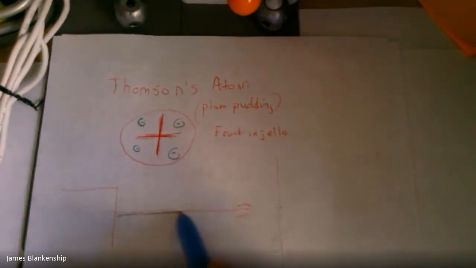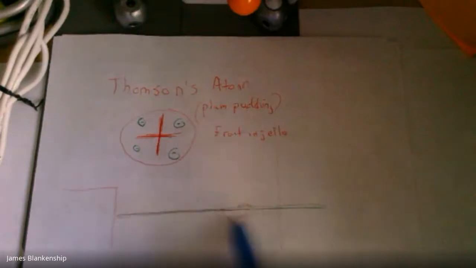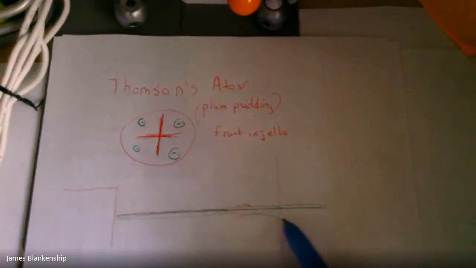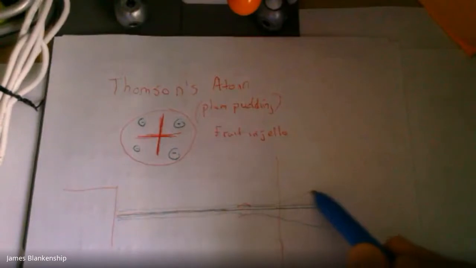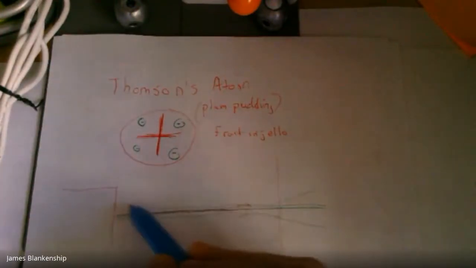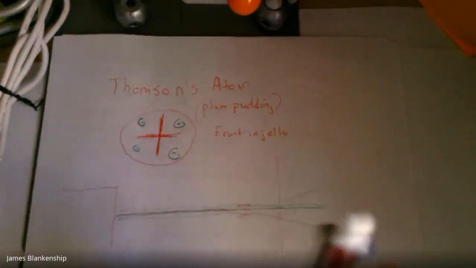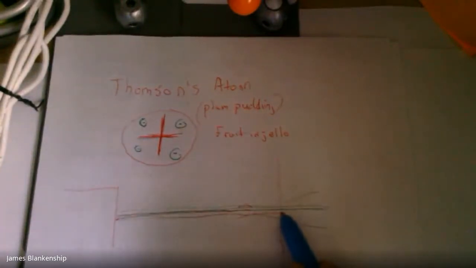But what happened was most of the particles would pass through the foil, and they wouldn't hit anything. A few particles would be diverted. They would veer off as if something was repulsing or reflecting them, so they'd be slightly diverted. And then an even fewer number of particles would come right out here and reflect back.